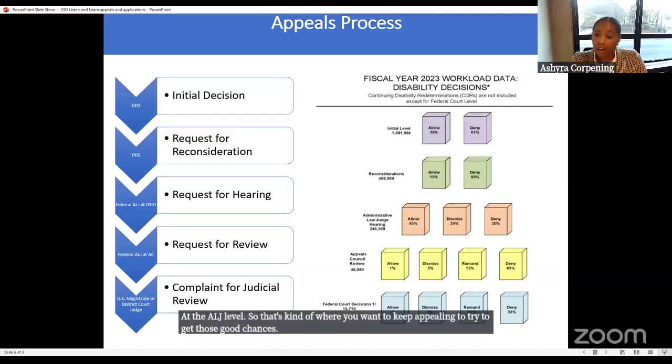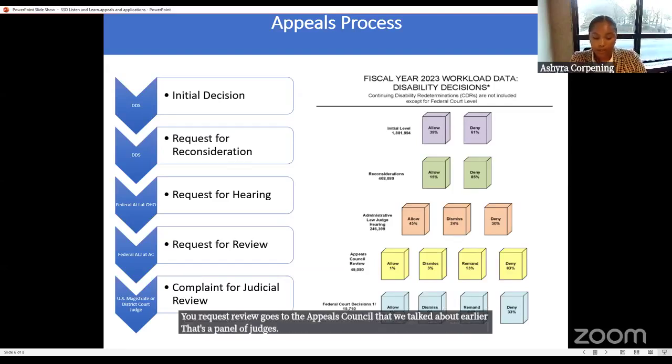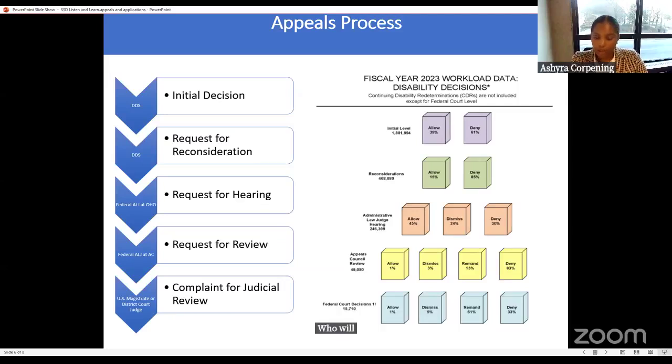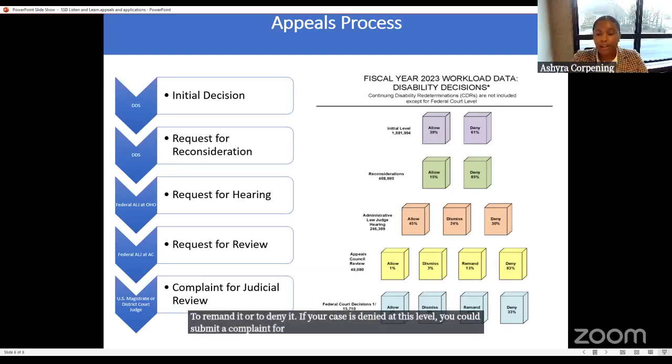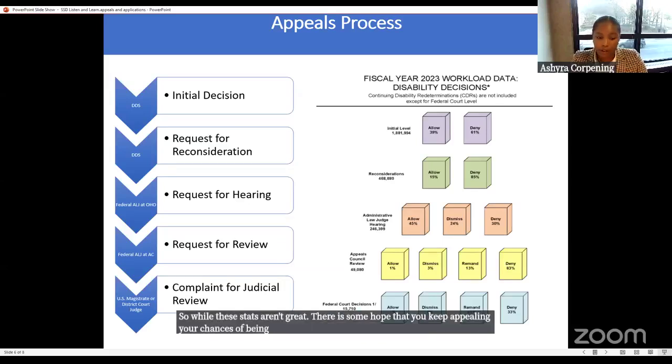At that point, if you are not approved, you could request review. You request review, it goes to the appeals council that we talked about earlier. That's a panel of judges who will review the decision and determine whether to allow it, to dismiss it, to remand it, or to deny it. If your case is denied at this level, you could submit a complaint for judicial review, and that goes to federal court. So while these stats aren't great, there is some hope that if you keep appealing, your chances of being successful increase.